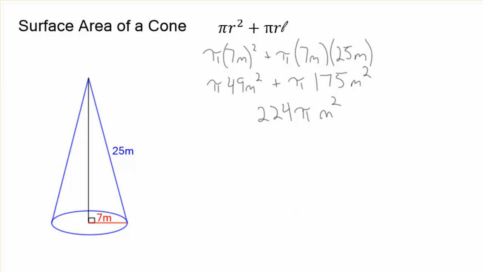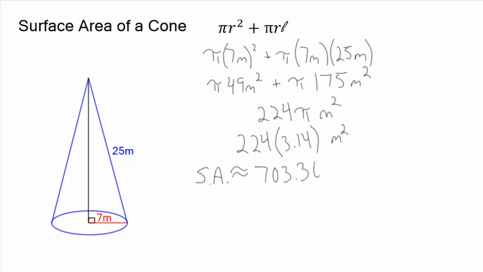And that's the exact answer to an infinite number of decimal places. We're multiplying times 3.14159. It goes on forever. That's exactly right, but if they ask you to give an approximate answer, a decimal answer, you just multiply times 3.14. And our total surface area now is going to be approximately, that's what the squiggles are there for, 703.36 square meters. So just remember pi r squared plus pi r L is surface area, and surface area is always going to be in square units.